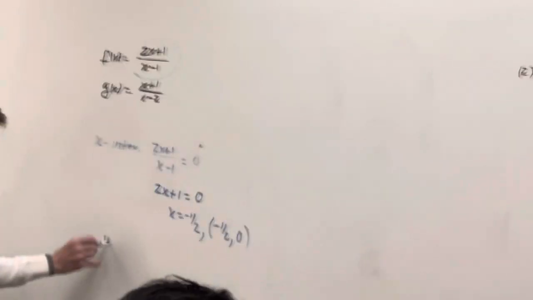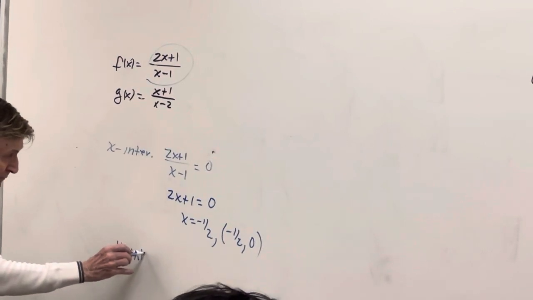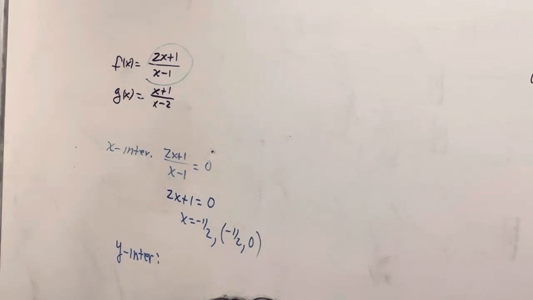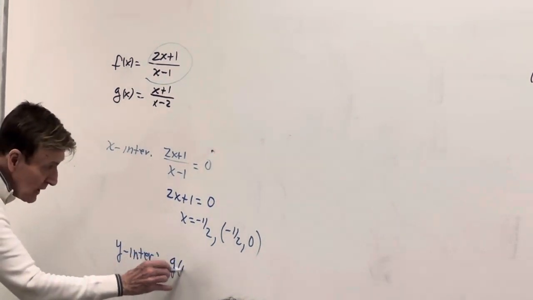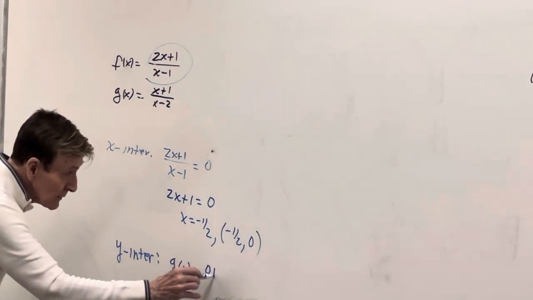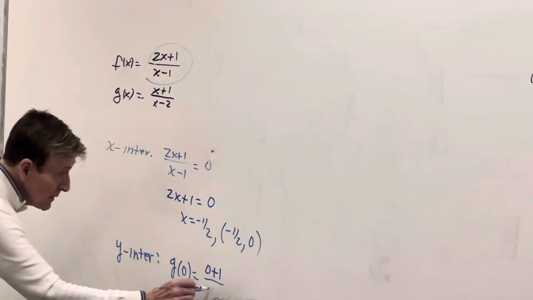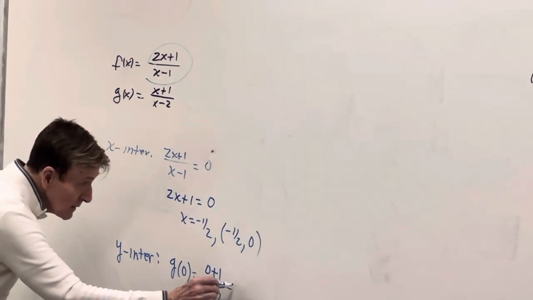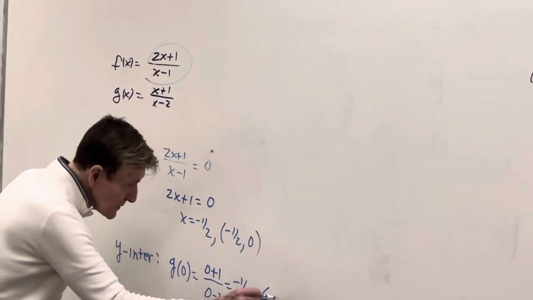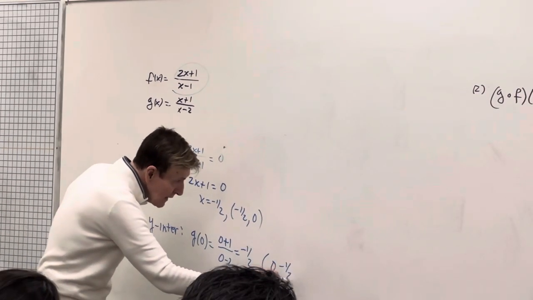Now, can someone tell me, get ready, where's the y-intercept on my g function? To find the y-intercept, you find what? G of 0. 0 plus 1 over what? 0 subtract 2, what is it? And I'll write this as an ordered pair. This is a y-intercept, so it's written like this.